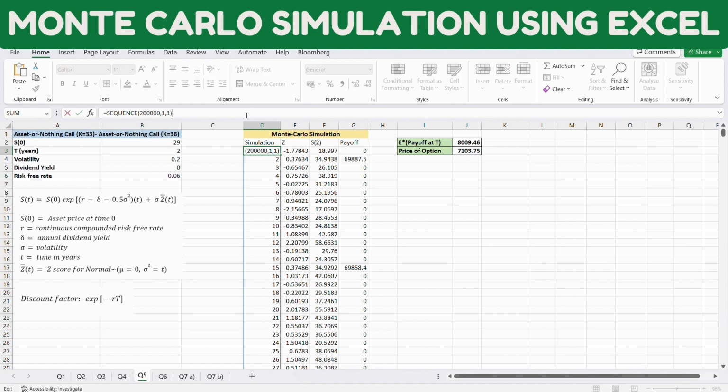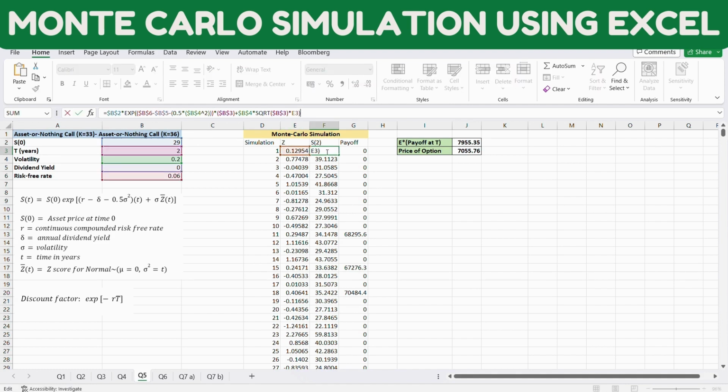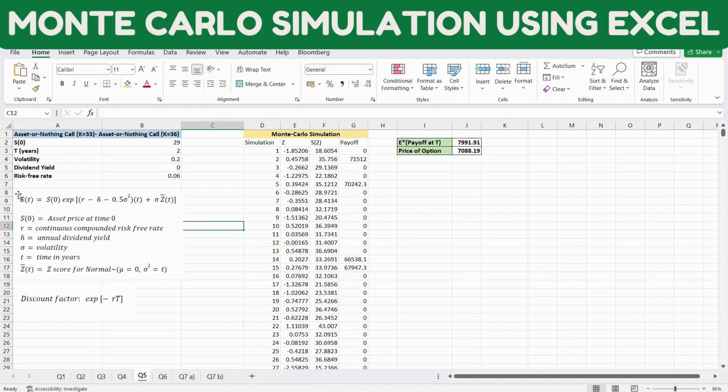Firstly, we use the sequence function to generate 200,000 steps. And then for the z-score, we use norm inverse to generate our z-score. Inside the function of norm inverse, we use the rand function to generate random numbers between 0 and 1. Since we already know the formula to calculate the stock price under Black-Scholes framework, we key in the formula in S2. So the formula will be this one.